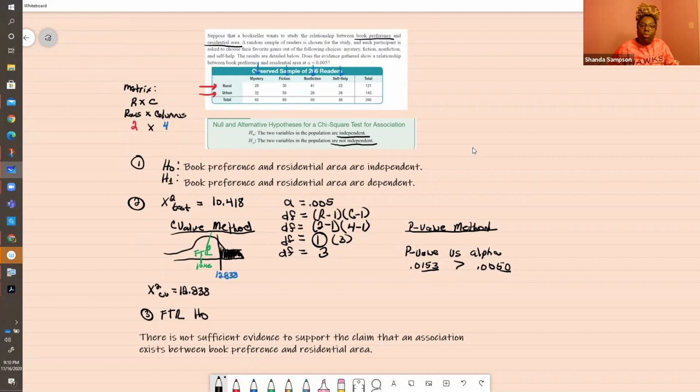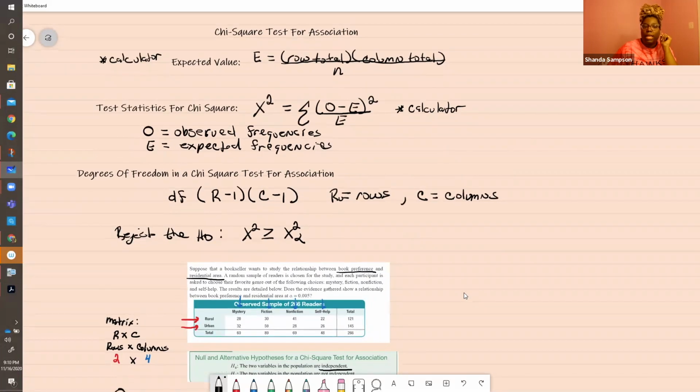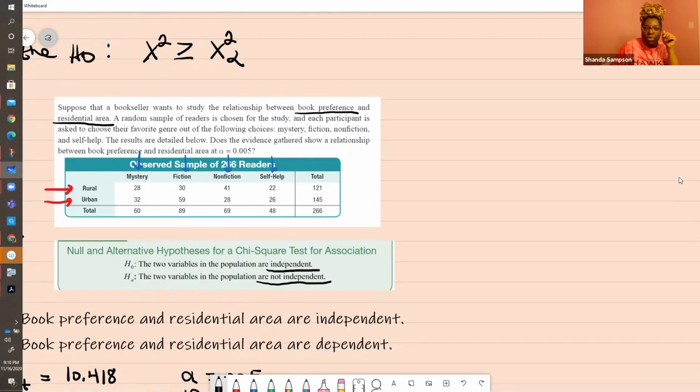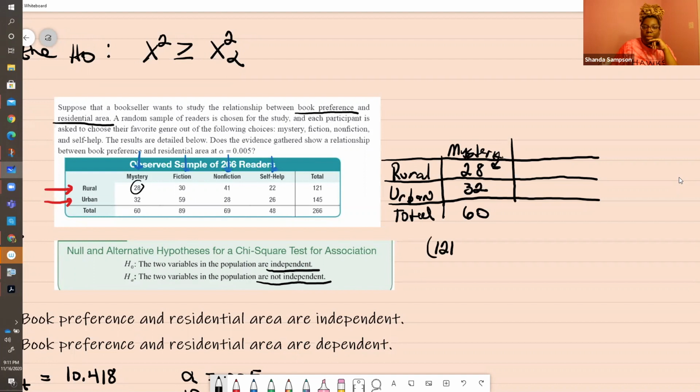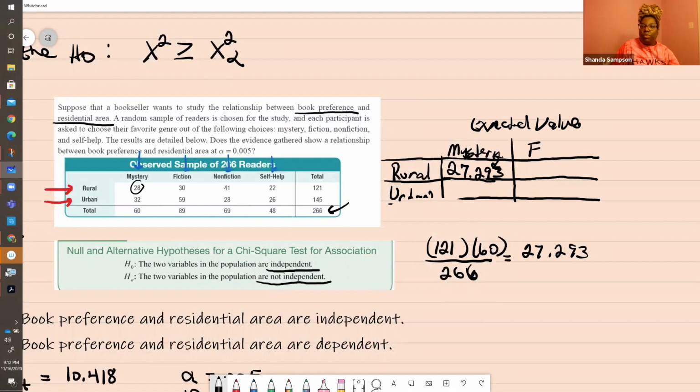The last thing that I want to point out is another question that is always asked: what's the expected value? You take the row total and the column total, multiply those two, and divide by n. It would look like this. Our row total would be 121, and we would multiply that by a column total, which we see is 60, and we would divide that by the total number, which is 266. So 121 times 60 divided by 266 is 27.293.